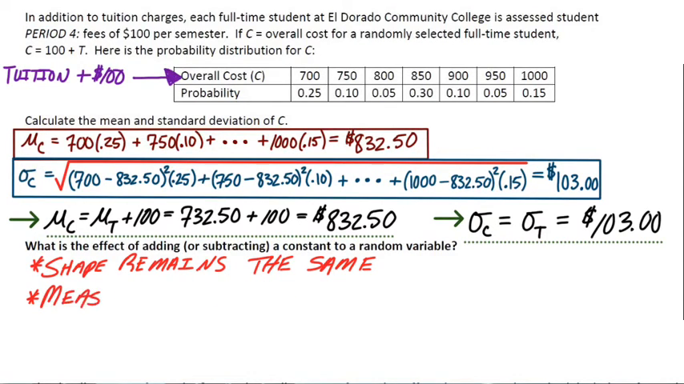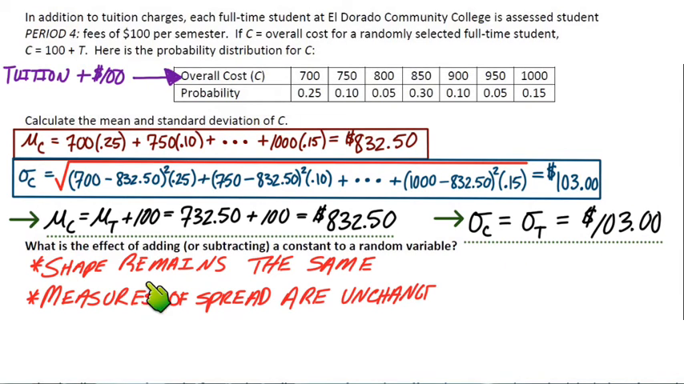The other thing that we just showed, in this case the standard deviation, but in general, measures of spread are unchanged. And by measures of spread, we're talking about not only standard deviation, but also the range and the IQR. So that's actually a really important idea, so keep that in mind. If you're just adding or subtracting a constant to a random variable, the standard deviation, the range, the IQR, the measures of spread will not be changed whatsoever.